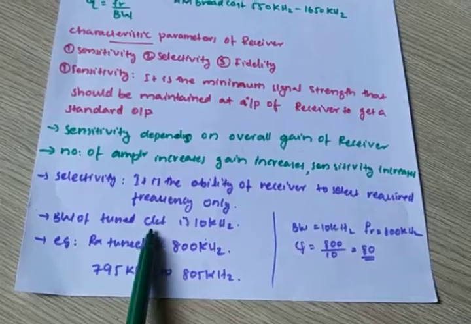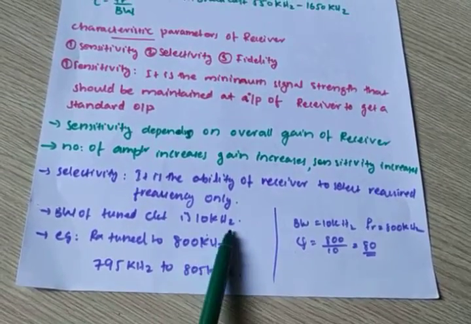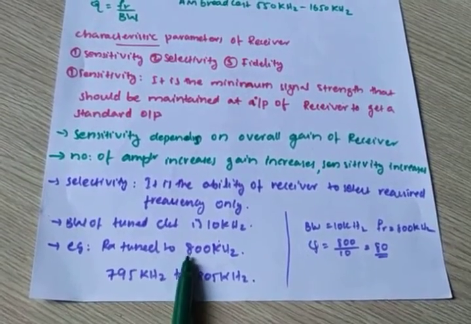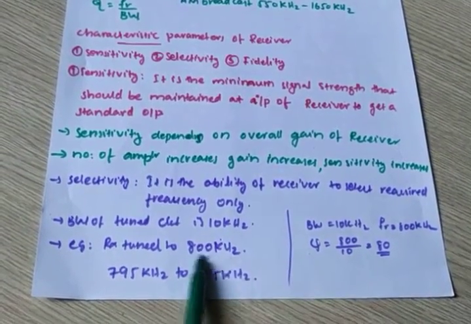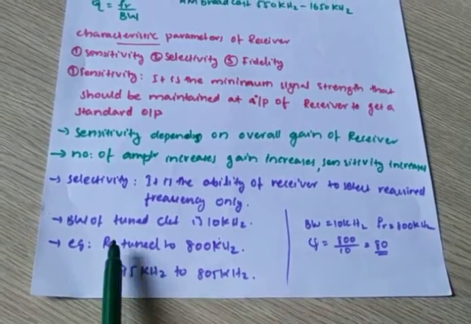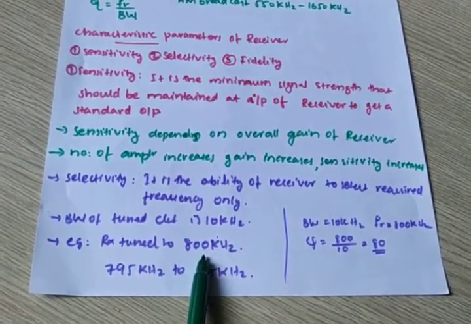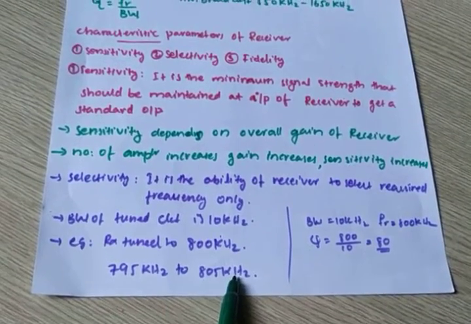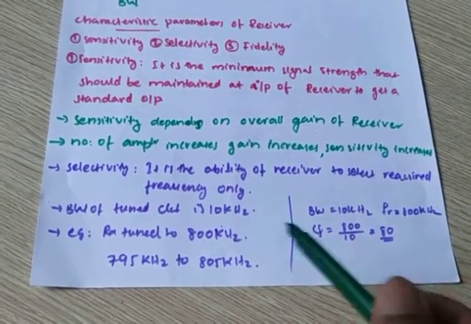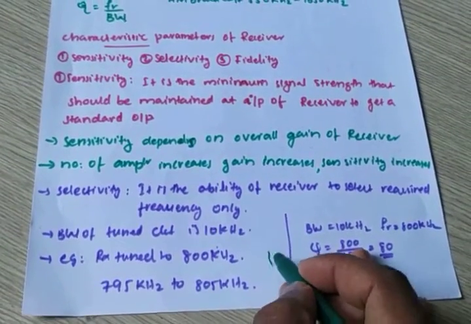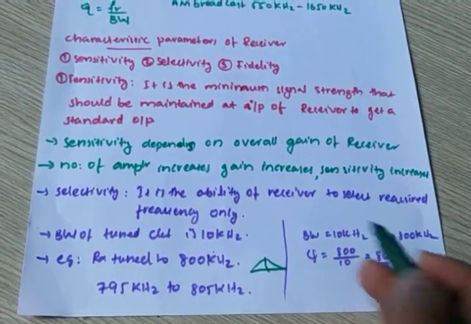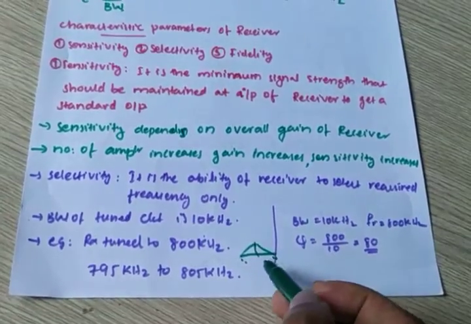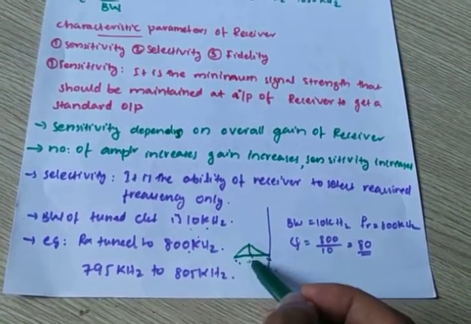So normally the bandwidth of AM, we normally keep as 10 kilohertz. Consider an example. I am taking a receiver with a tuned frequency of 800 kilohertz. So the incoming center frequency I am fixing as 800 kilohertz. So what is the frequency range? 795 kilohertz to 805 kilohertz. That means this is the center frequency, then there is a frequency variation, lower and upper. So the center is 800 kilohertz and the bandwidth I am keeping as 10 kilohertz.